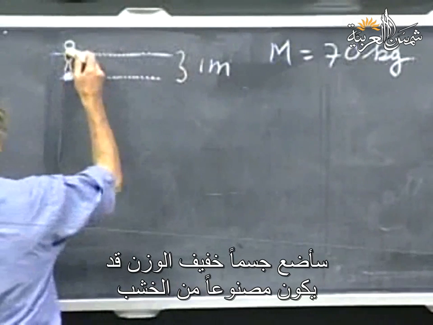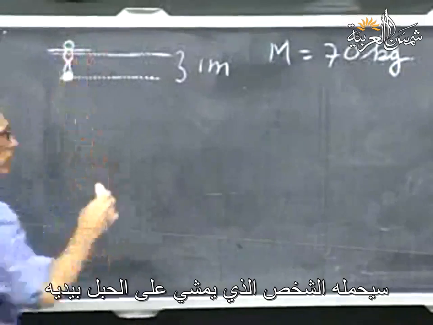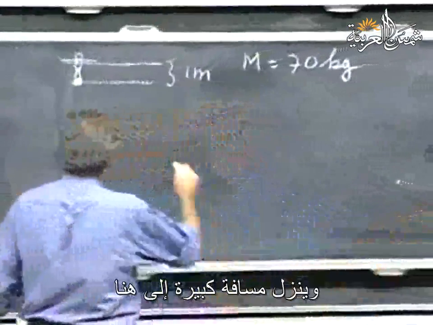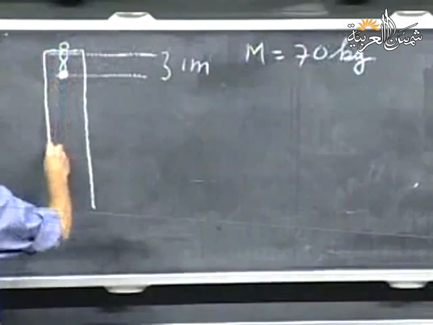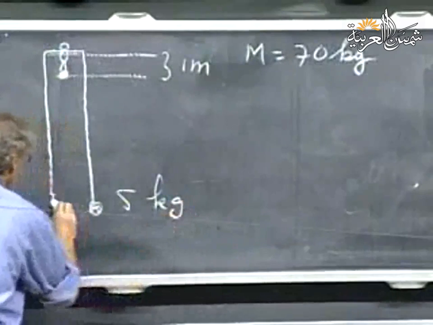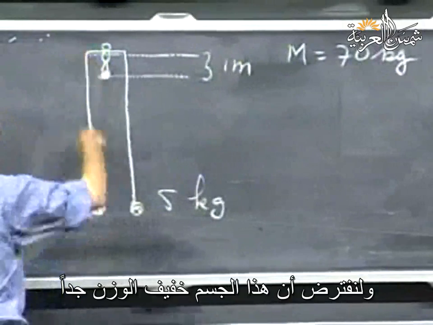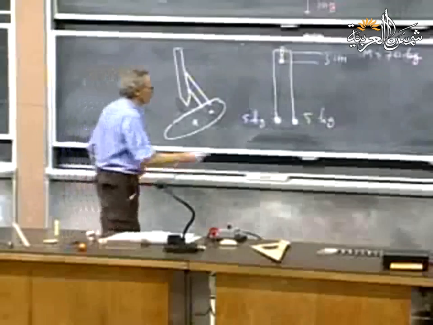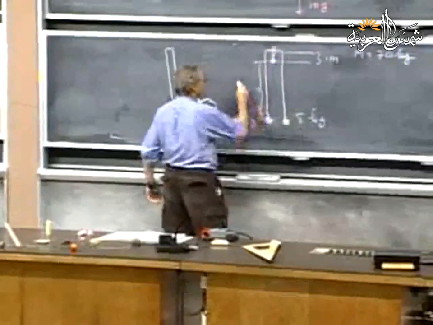I built a light structure, could be built of wood, which the rope walker is going to carry in her hands or in his hands, just like this. And it goes down quite a distance. And I put here a mass of 5 kilograms, and here a mass of 5 kilograms. Let's assume that this structure is very lightweight, so that we can ignore that, and that this distance be 10 meters.